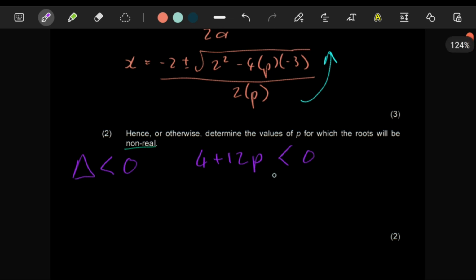This is just a 2-mark question, because solving for p here, you know that you're going to have 12p, the 4 is going to go over, and you're dividing by a positive 12, remember, so your sign does not have to flip or anything like that.